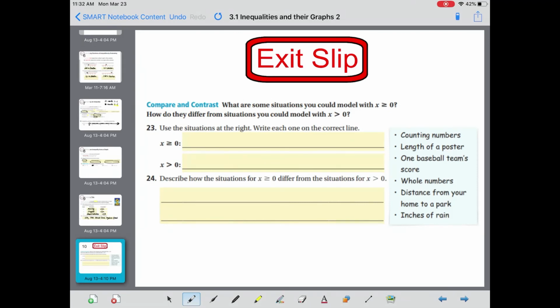So why don't you give this exit slip a shot? I'll check them when you submit your work.